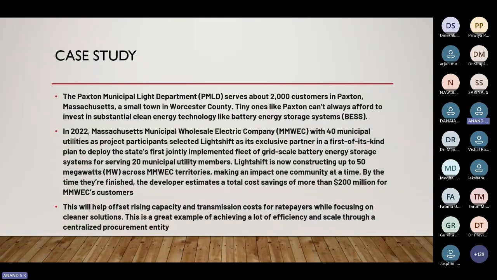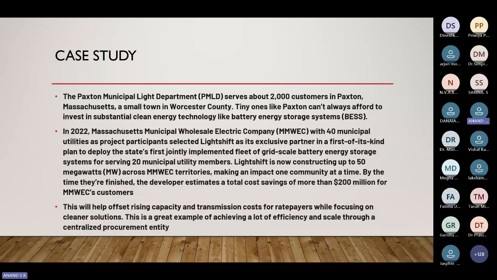Now, recently, there has been a case study near Massachusetts. We have the Paxton Municipal Light Department. That is a local distribution licensee there. They have about 2,000 customers, and they had some battery energy storage also. What they did is they formed a consortium with about 40 municipal utilities, and a large battery energy storage system of about 50 megawatt capacity was commissioned.